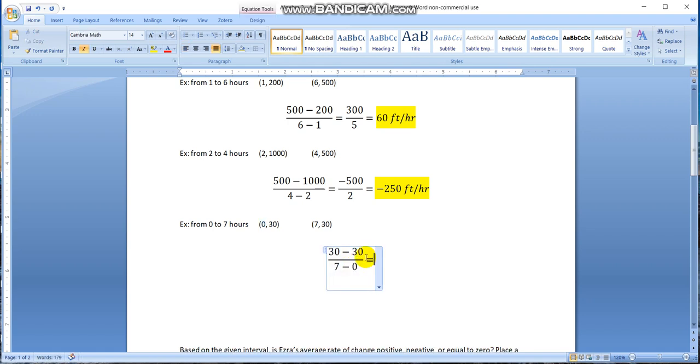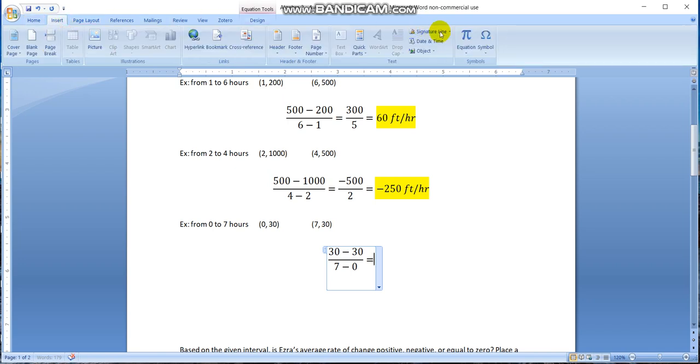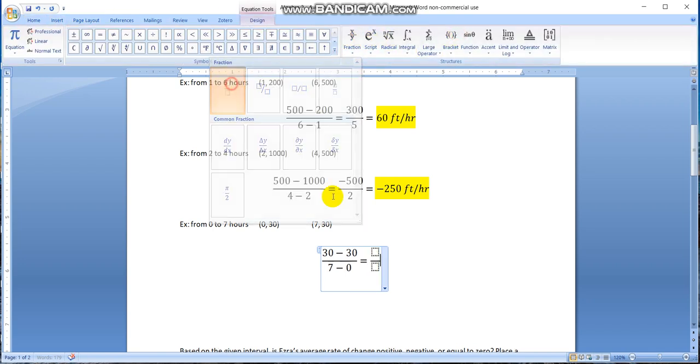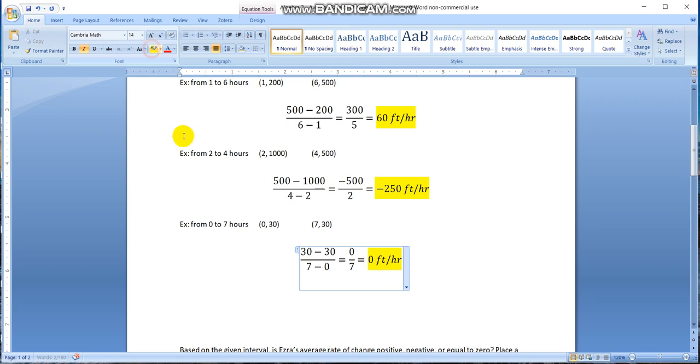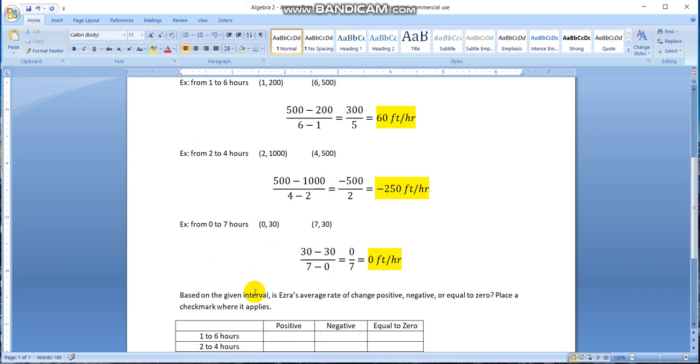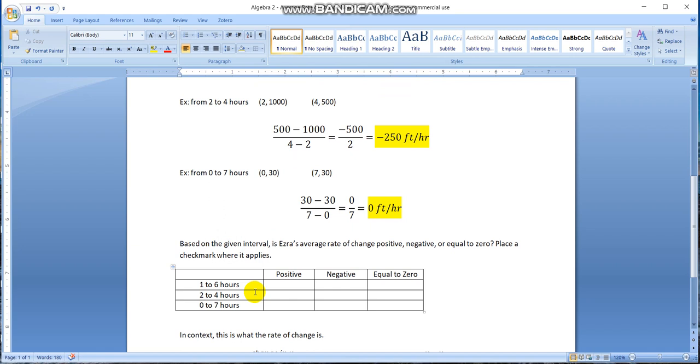Okay, so 30 minus 30 is going to be 0. 7 minus 0 is going to be 7. And 0 divided by 7 is 0 feet per hour. So that means his elevation, his average rate of change per hour, in this case would be 0 feet per hour. Okay. All right.